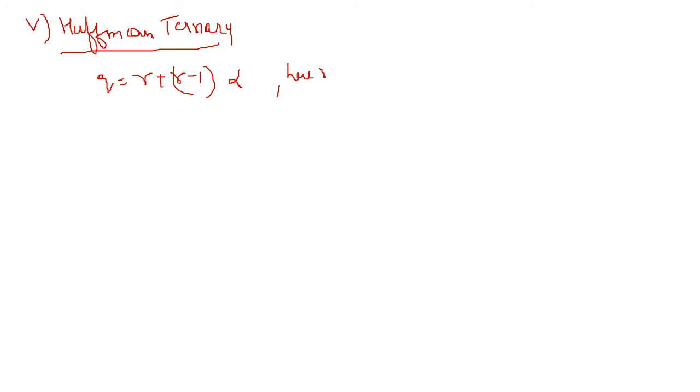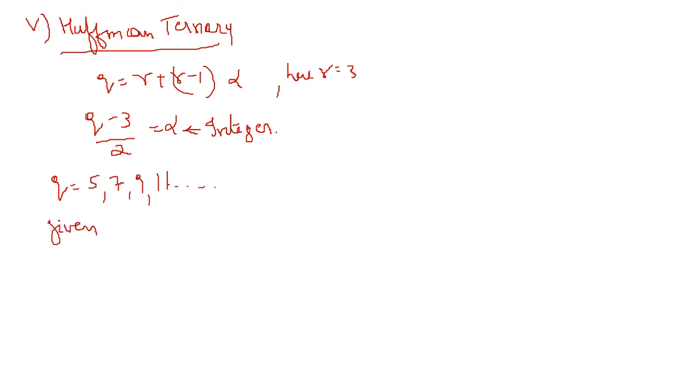The fifth question is finding the Huffman ternary code. To find the Huffman ternary code, we need to check one equation, which is given as q equals r plus (r minus 1) into alpha. Here r is equal to 3. So (q minus 3) divided by 2 is equal to alpha. This alpha should be an integer value. To satisfy this condition, q can take the value of 5, 7, 9, 11 and so on. Here the given value is 9 symbols. Therefore we can take the value of q equal to 9, which is the given value, and then apply the Huffman ternary algorithm.